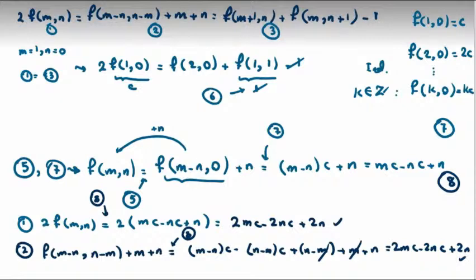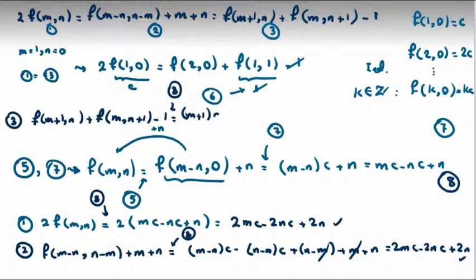If we use the third one, let's write the third one here: f(m+1, n) plus f(m, n+1) minus 1. If we apply 8 here, it will be (m+1−n)c plus n plus (m−n−1)c plus n plus 1, minus 1. Minus 1, this will be cancelled. Here we have, let's see, negative c.